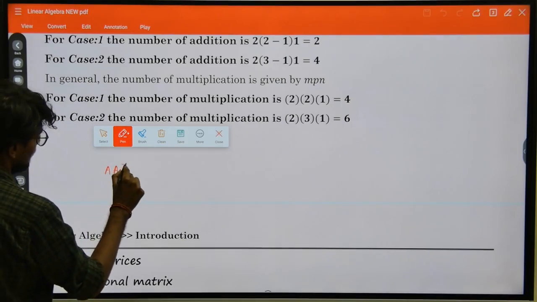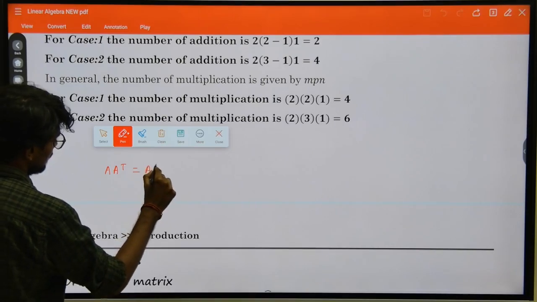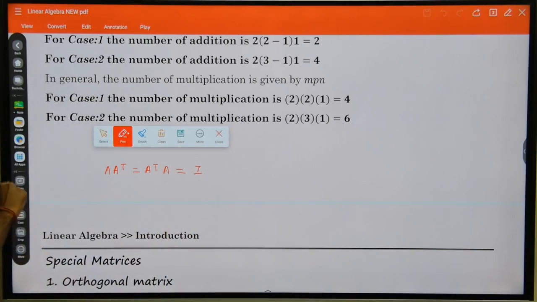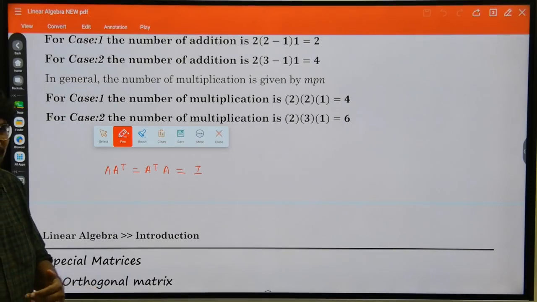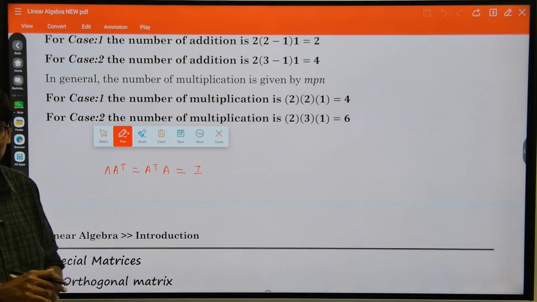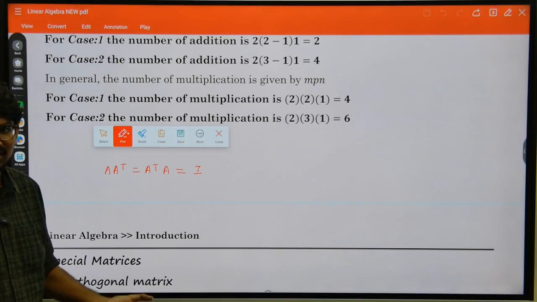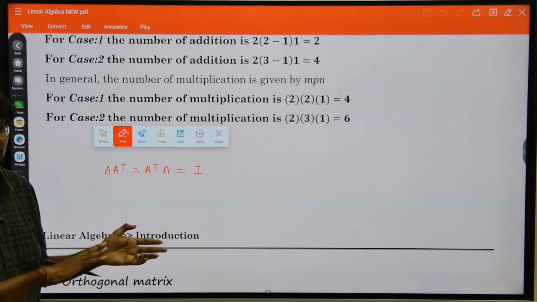See, A into A transpose, if it is equal to A transpose into A, and if it is equal to I, what actually this statement indicates? In the equation வச்சு என்ன extract பண்ண முடியுது? A into A transpose equal to A transpose into A, which is equal to I. Just now we have what? A is equal to A transpose for symmetric matrix. Skew symmetric matrix, A will be equal to minus of A transpose. Okay, here A into A transpose equal to A transpose into A, which is equal to I. What we can extract from this?